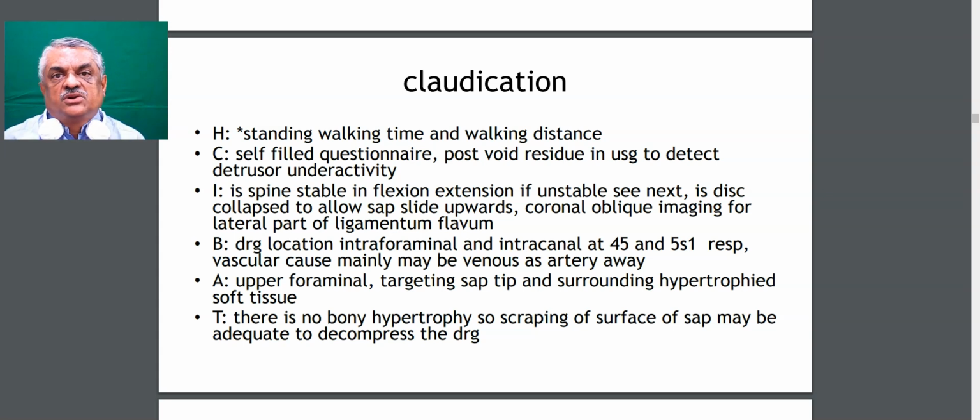The location of the dorsal root ganglion is important here because it is intraforaminal at 4-5. It is just inside the foramen at 5-1, and it is just outside the foramen at 3-4. These are the common levels which are affected in the symptomatic patients.